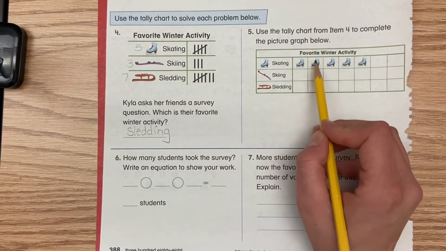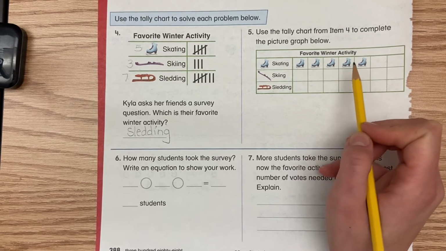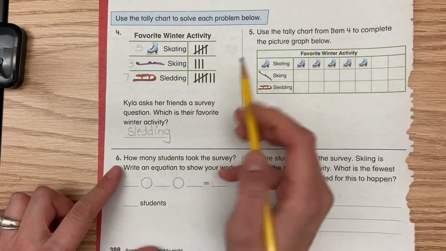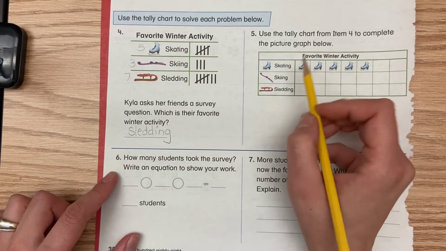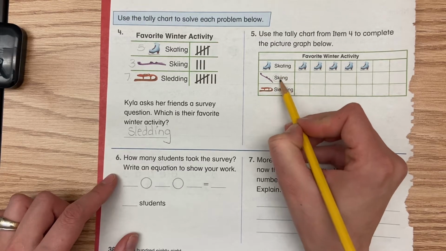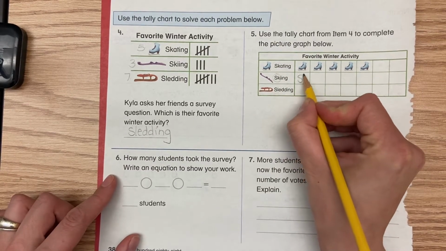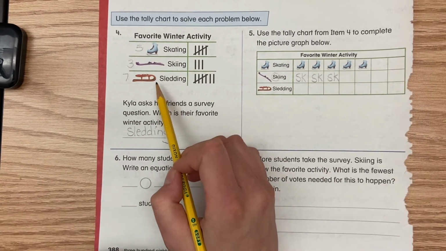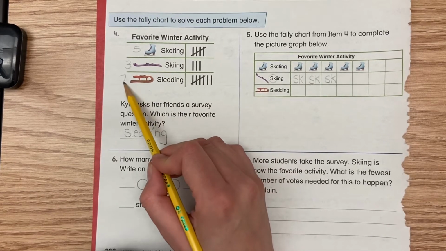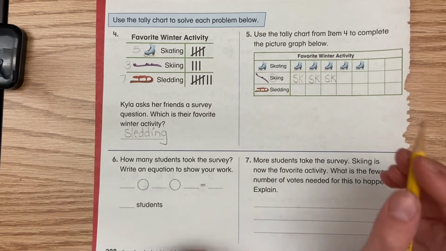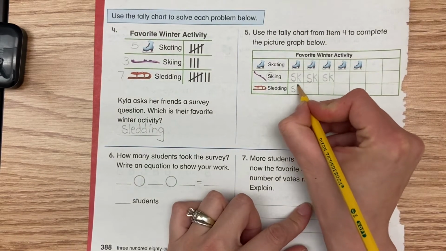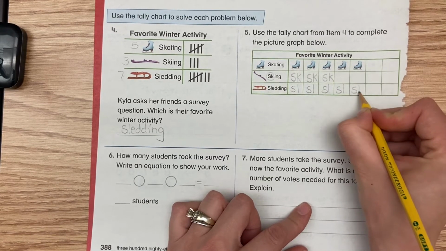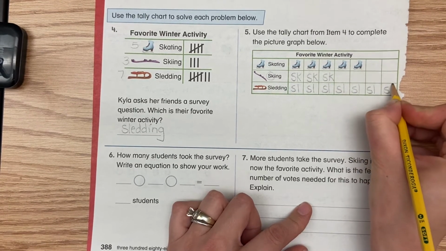They showed 5. 1, 2, 3, 4, and 5. Okay, for skiing, we need to show 1, 2, 3. So since skiing and sledding start with the same letters, we're going to do the first 2 letters, skiing. So I'm going to show that 3 times. 1, 2, and 3. And then sledding, I need to show that 7 times because there are 7 tally marks, 7 votes. Sledding 1, 2, 3, 4, 5, 6, 7.